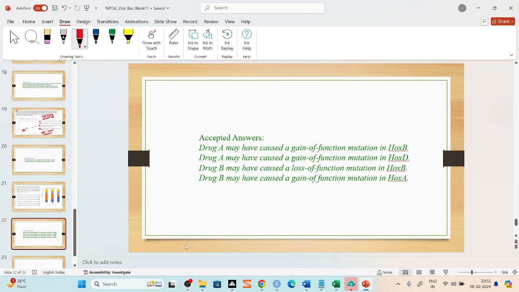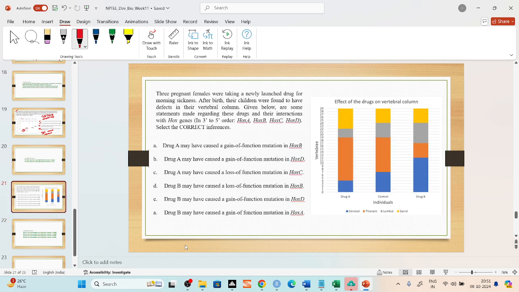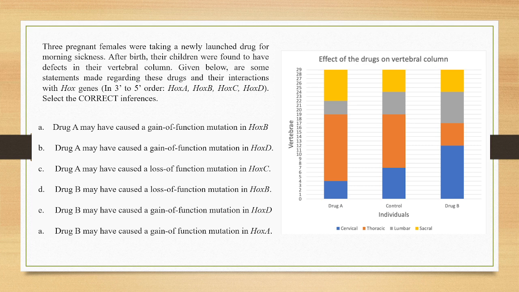Okay. So see here, what they are trying to ask in this question. So this is the data which shows the effect of drug A and drug B on the vertebral column. Basically, how these drugs are impacting the development of different vertebra. That is, the blue one represents the cervical region. The orange one represents the thoracic region. This is the lumbar region. This is the sacral region.